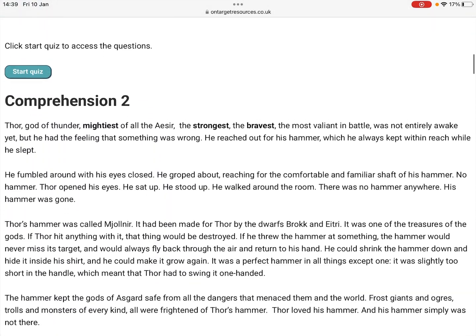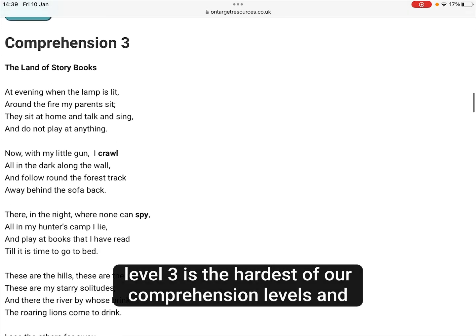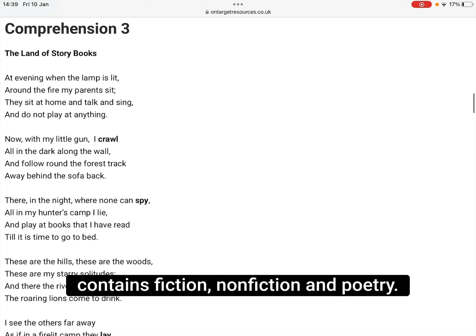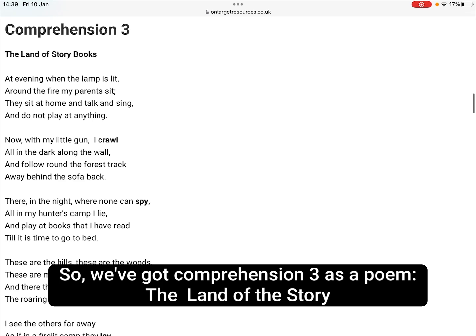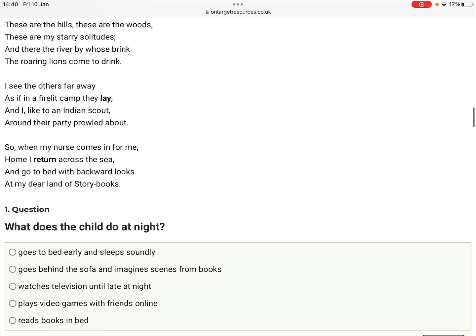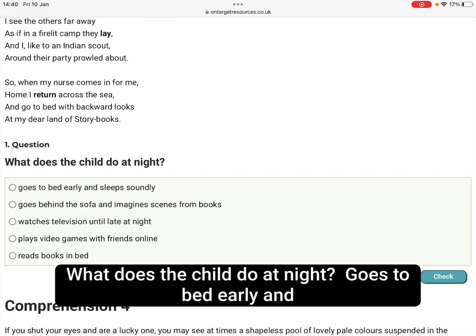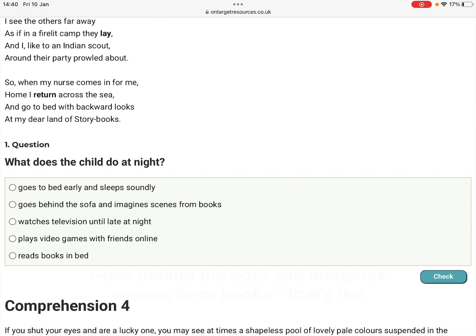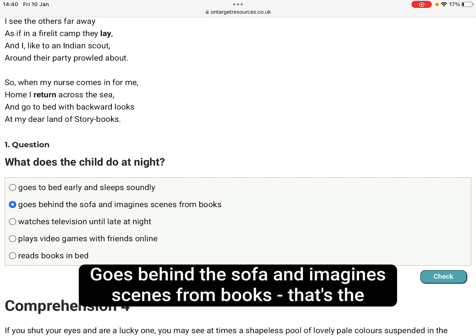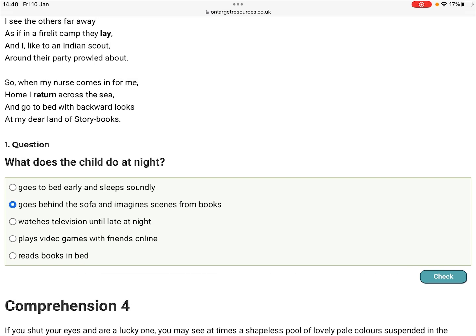If you scroll down, level 3 is the hardest of our comprehension levels. It contains fiction, non-fiction and poetry. Comprehension 3 is a poem, The Land of the Storybooks. So we'll have a look at questions. What does the child do at night? Goes to bed early and sleeps soundly. Goes behind the sofa and imagines scenes from books. That's the correct answer. Watches television until late at night, etc.